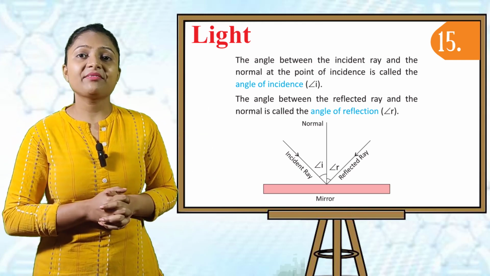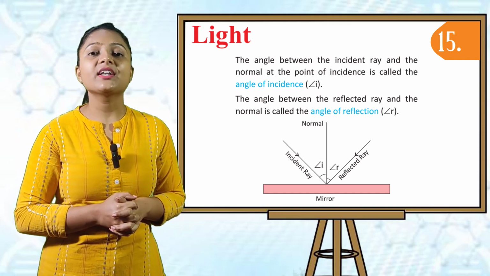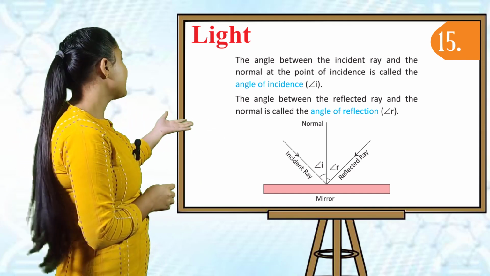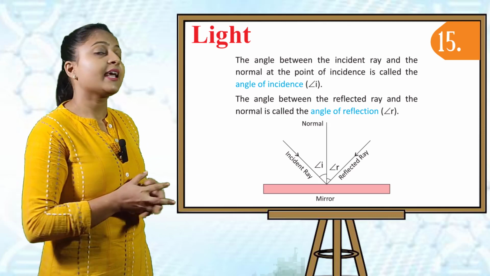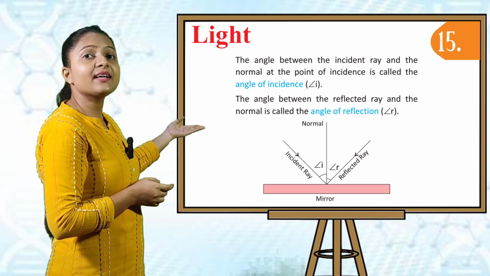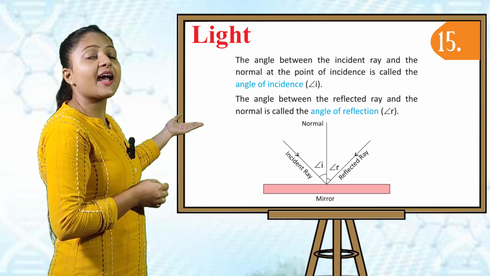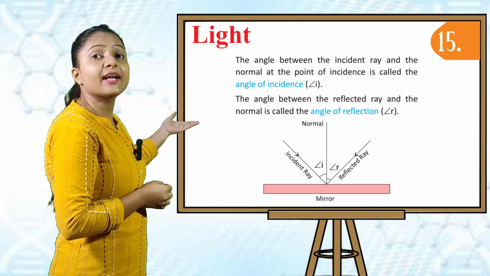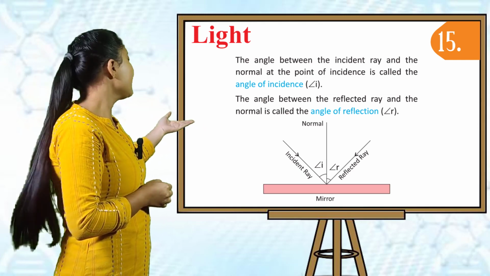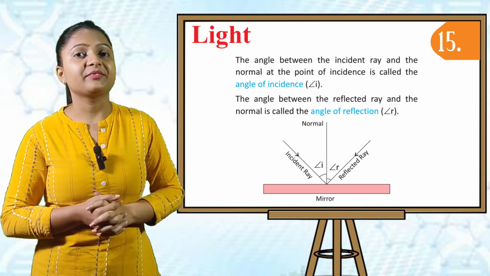The angle between the reflected ray and the normal is called the angle of reflection, which is represented by this sign. Here you can see a mirror and an incident ray, reflecting ray and a normal ray showing angle of incidence, angle of reflection and normal.